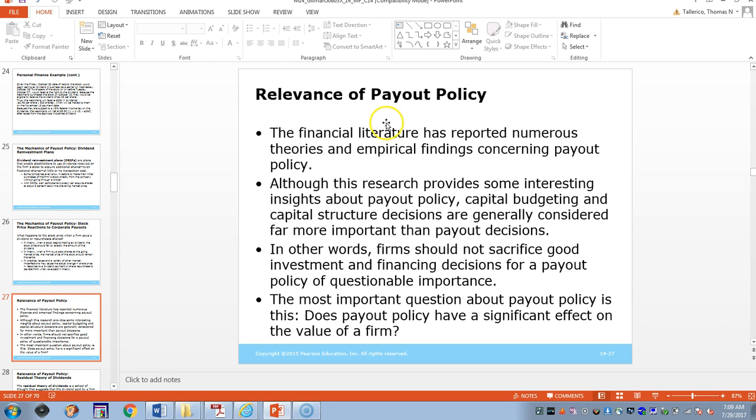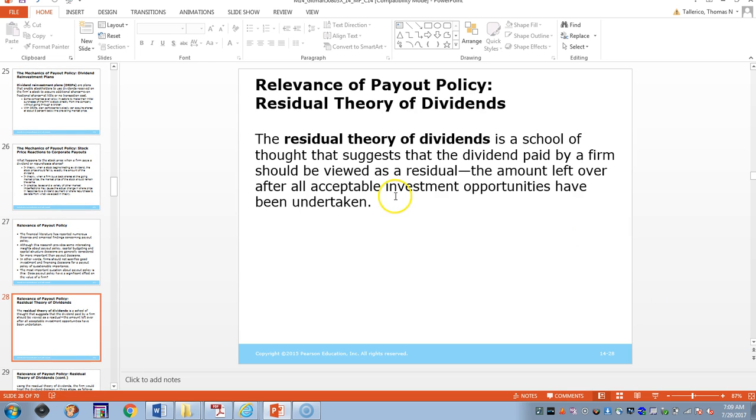All right, so the big question about paying out dividends or buying back shares, and this is the most important question right here: does the payout policy have a significant effect on the value of a company? So when it pays out dividends or buys back shares, does the value of the firm change? And there's a bunch of theories, and that's all they really are. There's the residual theory of dividends. It suggests that the dividend paid by a firm should be viewed as a residual, and the amount left over should be after all acceptable investment opportunities have been undertaken.